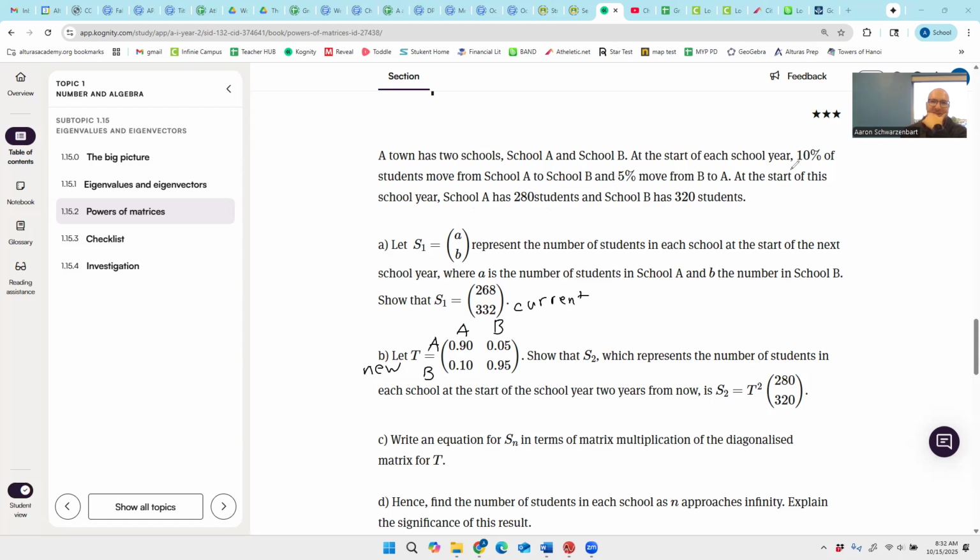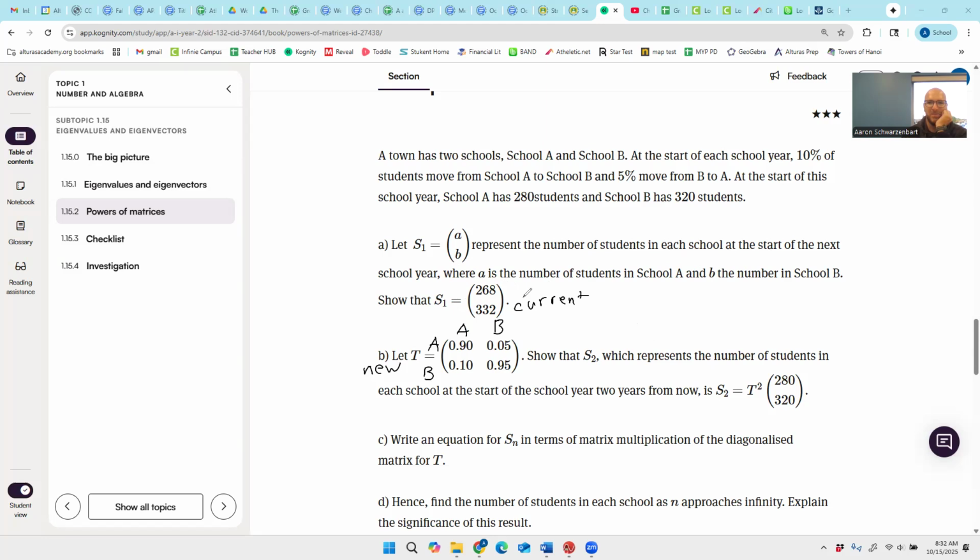Now you could just do 90. You could do this by hand for the first one pretty easy, right? But if we want to do 7 years down the road, these matrices become really nice. Okay, so this is happening every year. So we start with this. Let S1 represent the number of students in each school at the start of the next school year, where A is the number of students in school A and B is in school B.